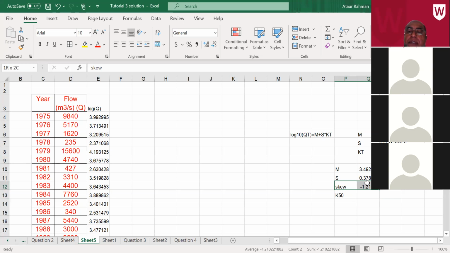So can you write down this skew value in your book, because I am going to another sheet now with the table for LP3 distribution. I'm going to another table.